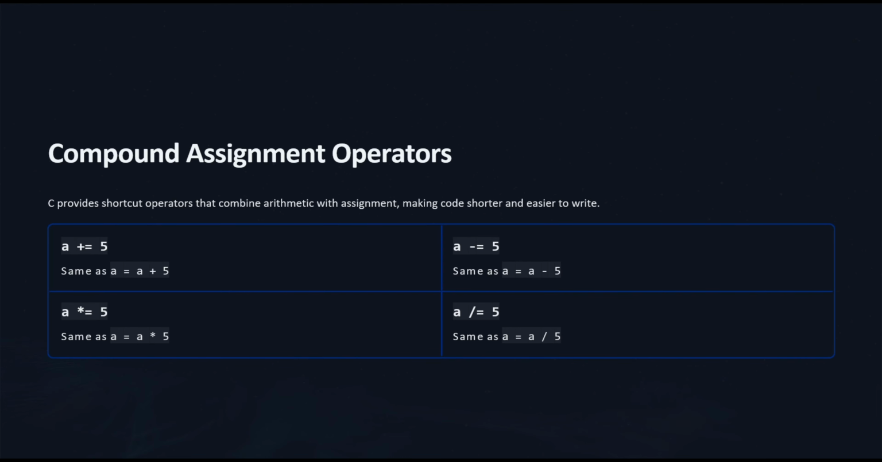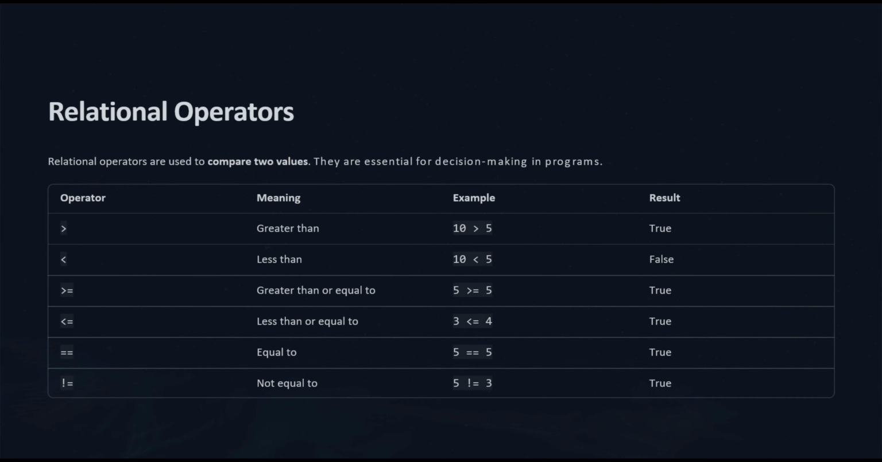Compound assignment operators. C provides shortcut operators that combine arithmetic with assignment, making code shorter and easier to write. a += 5 is the same as a = a + 5. a -= 5 is the same as a = a - 5. a *= 5 is the same as a = a * 5. a /= 5 is the same as a = a / 5.